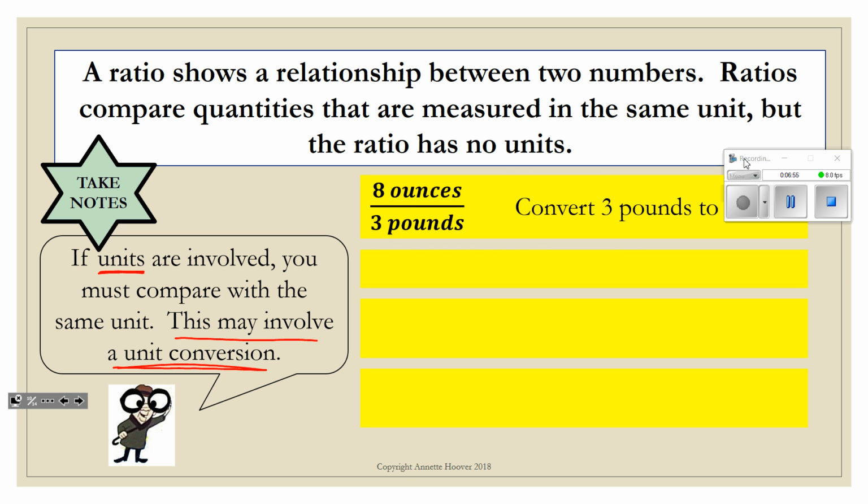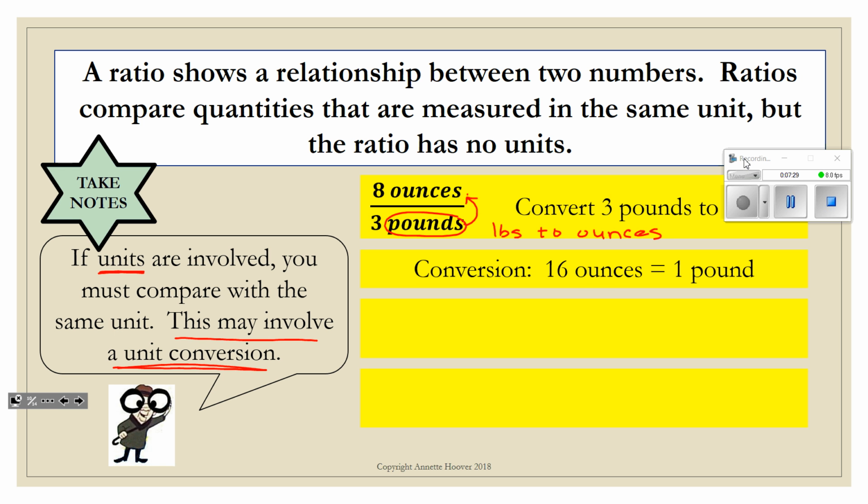First of all, if we have 8 ounces to 3 pounds, this is a unit of measurement. So you have to look at this and say which one is larger, ounces or pounds? Well, pounds is larger, so we would want to convert the larger to the smaller. So I need to convert pounds to ounces. So what conversion do I know between pounds and ounces? Do you know how many ounces are in a pound? There happens to be 16 ounces in a pound.